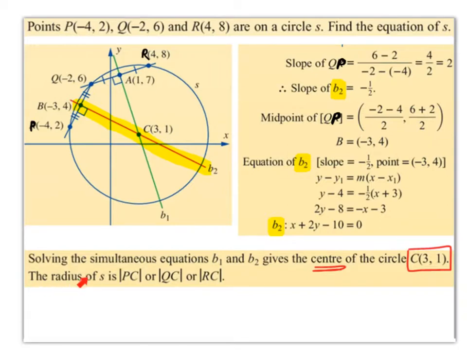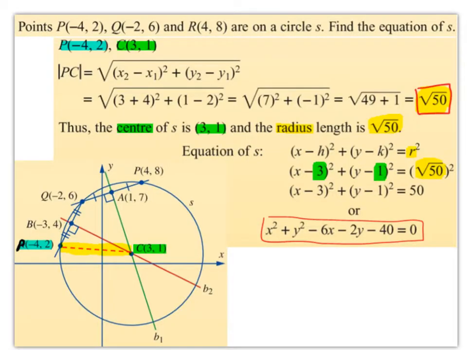The radius of S, the circle, is the distance from P to C. So from P to C, or from Q to C, or from R to C. Let's go with P to C. P is minus 4, 2 and C is 3, 1. If we get the distance between these 2 points, the centre point and a point on the edge, we get the radius.